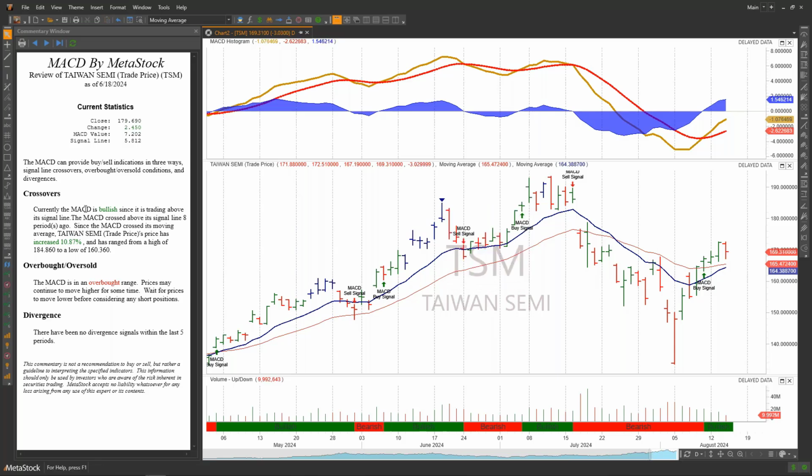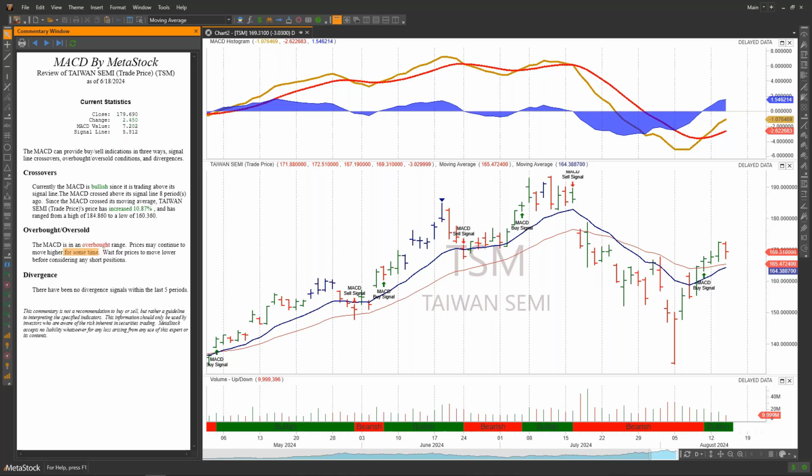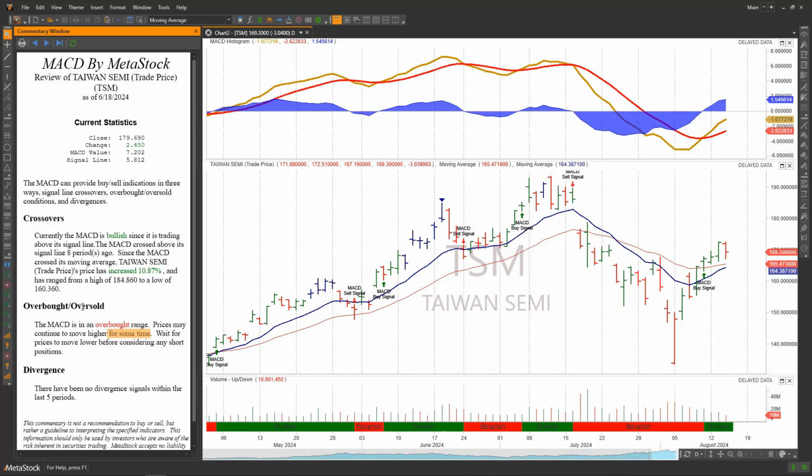Right here it says the MACD is currently bullish. It's been bullish since it crossed right here. The MACD is in an overbought range. Prices may continue to move higher for some time. Wait for prices to move lower before considering a short position. But that's the second way you can look at MACD: am I overbought or oversold?